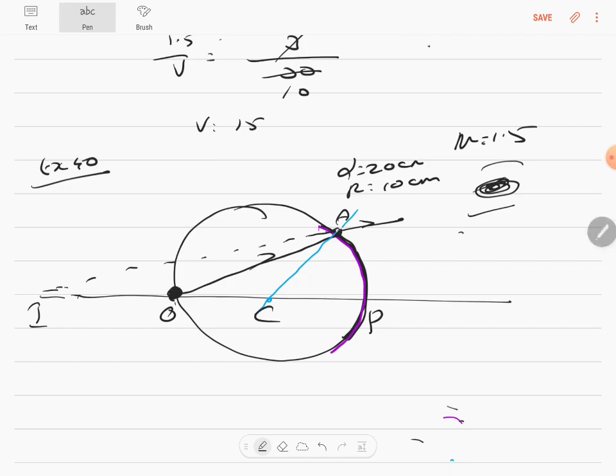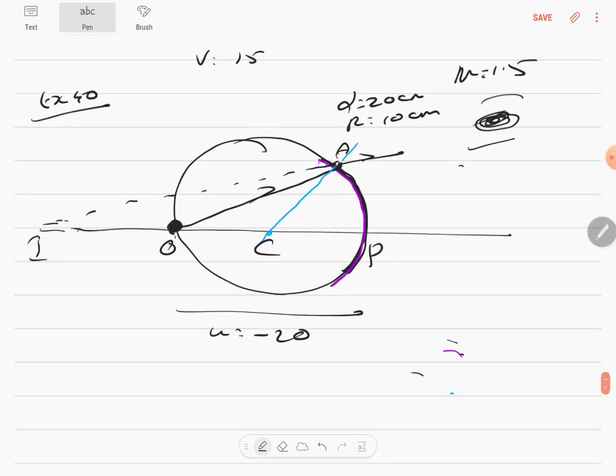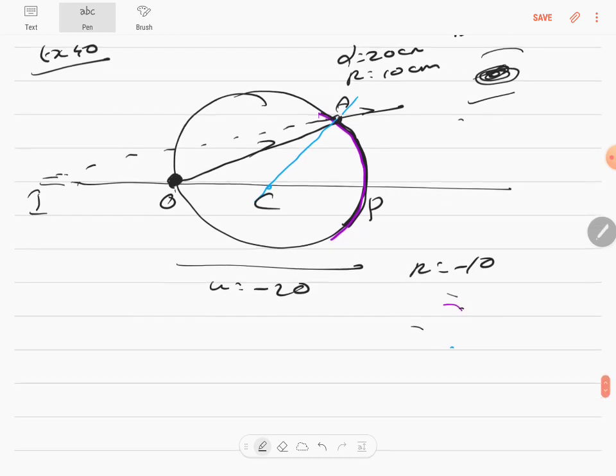This is your center of curvature. And this is your eye. You've marked everything so beautifully. So you know what your object distance is? Object distance here happens to be at the diameter itself. From the pole it's at the diameter. So u itself is minus 20, to the left side of the pole. R is also negative because the center of curvature is to the left of the pole. So R is also minus 10. Correct?